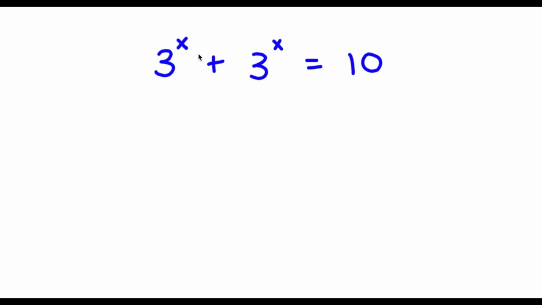Alright, so I have 3 to the power of x plus 3 to the power of x is equal to 10. So I'm going to find the value of x here.